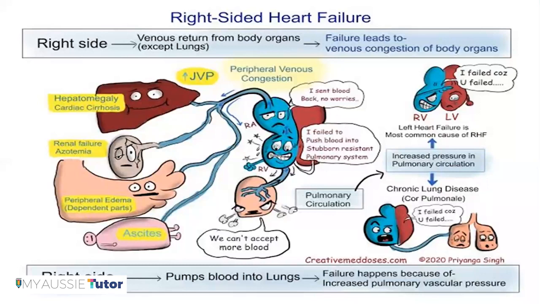It basically causes hepatomegaly, that is cardiac cirrhosis, and increases the JVP. This is the peripheral venous congestion that happens when the right atrium cannot send the blood onward. The right ventricle fails because it is failing to push blood into the stubborn, resistant pulmonary system. The body organs cannot accept more blood, and that is why, when that happens, it increases the jugular venous pressure.